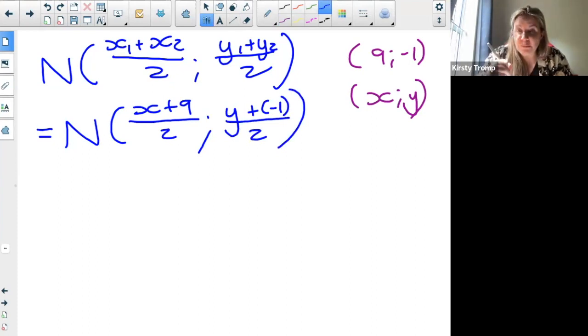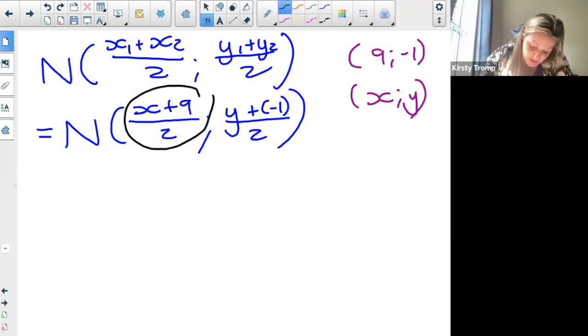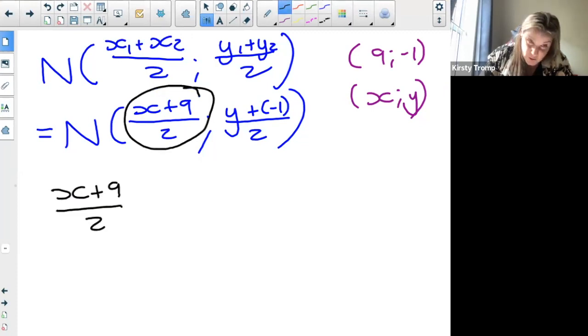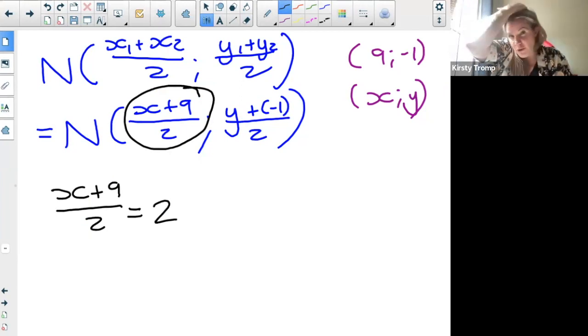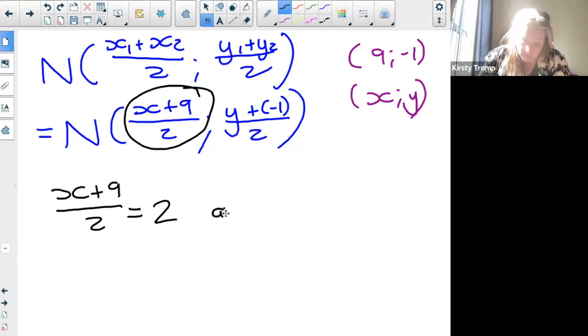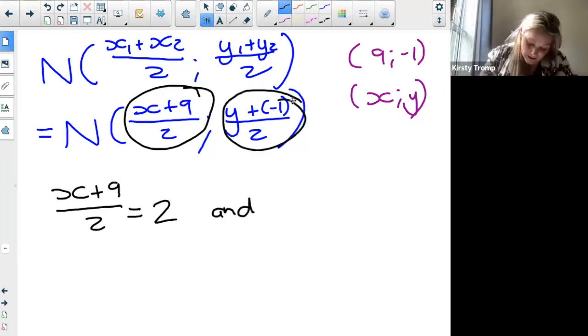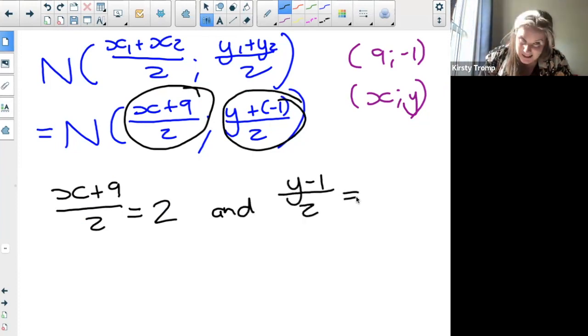Do I already know what n's points are, guys? Did they already give me n's points? They did. So I know that this result, x plus 9 over 2, is going to be equal to 2, because n is the point 2 is to 1, hey? And I already know that y minus 1 over 2 is going to be equal to 1.